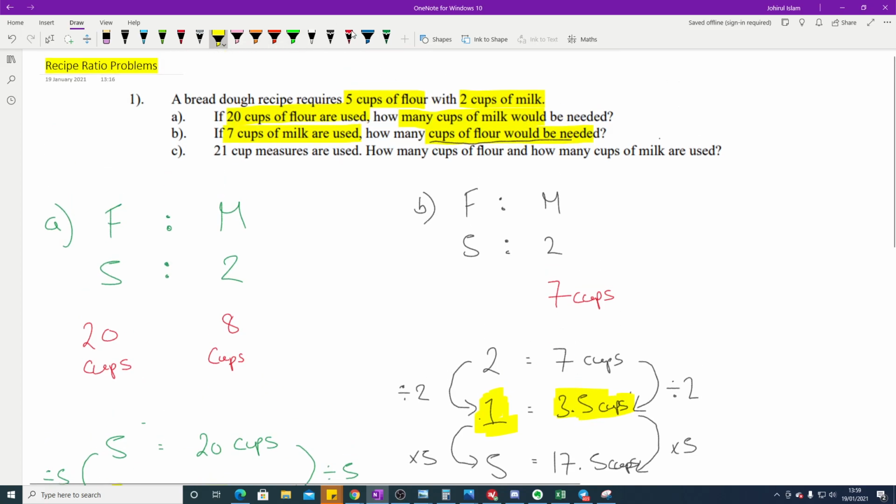Let's write the answers in. So the answer to question A is 8 cups of milk. Answer to question B would be 17.5 cups of milk.